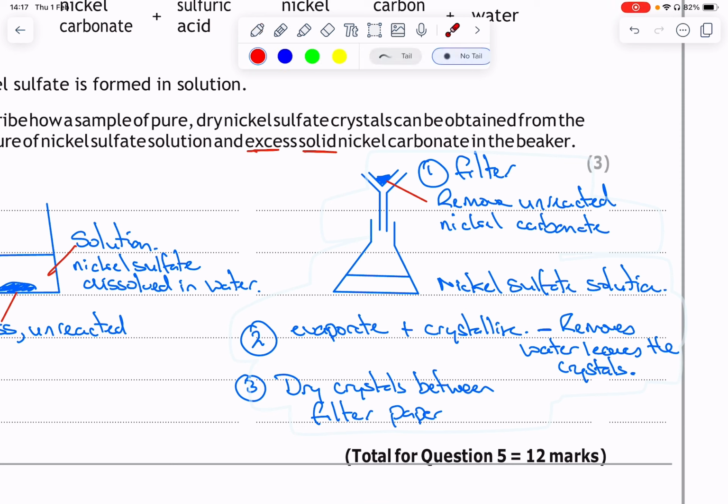Then what we can talk about is, once I've got this solution, how do we get the salt, the nickel sulfate, from the solution, from the water? Well, to do that, we'd evaporate, and then we'd allow it to crystallize, let the crystals form. And the evaporation means we remove the water, and we leave the crystals behind when we remove the water. And then once we've got those crystals, we need to get them dry. So to get them dry, we would put the crystals on a piece of filter paper. We put a piece of filter paper over the top, and that would create those dry crystals that we would need to obtain.